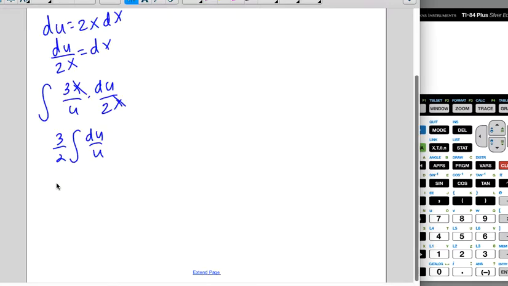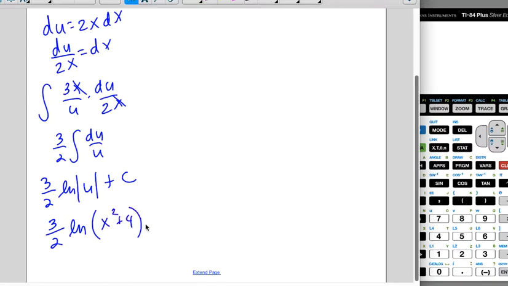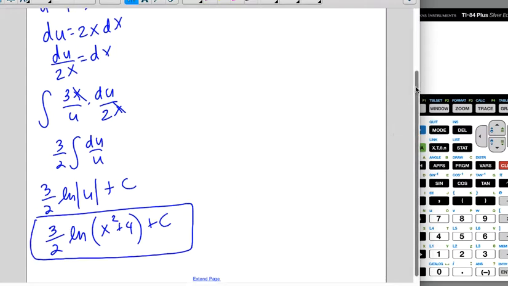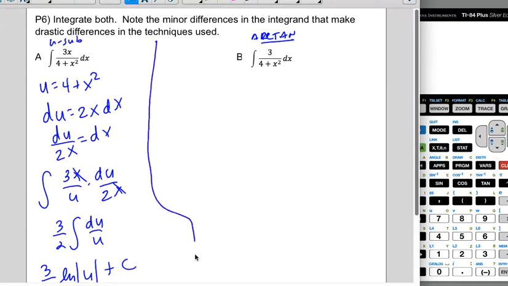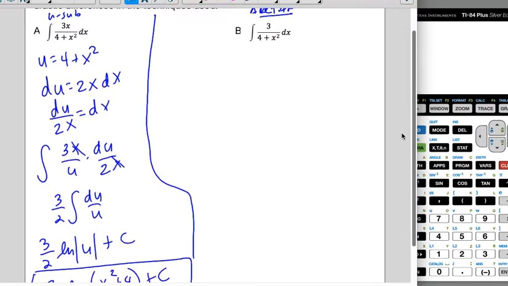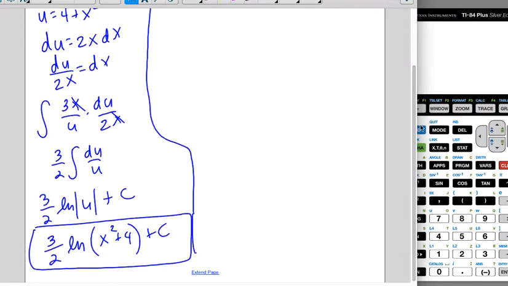So that is going to be 3 halves, the natural log of the absolute value of u plus c, which is 3 halves, the natural log. And then I don't actually need the absolute value because x squared plus 4 is always positive. A sum of squares is always positive. It's not wrong if you keep the absolute value, but you don't need it in this case. So that one was U-sub. But when it's not a 3x on the top, when it's just a 3 on the top, I now need to use an arctan.